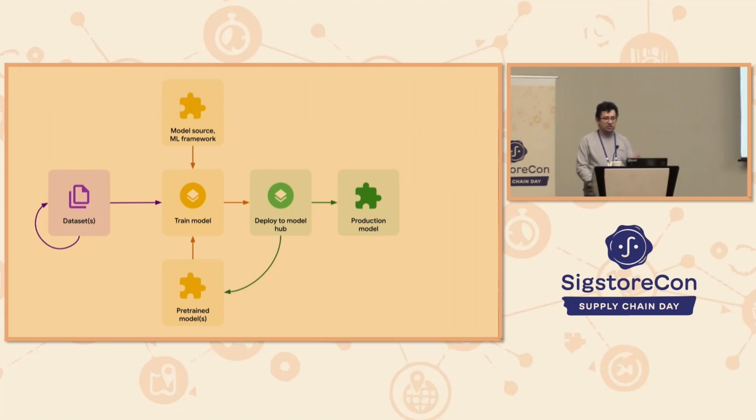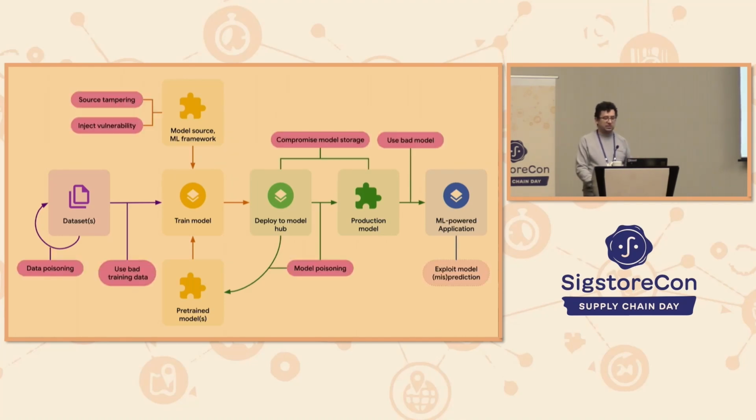At some point, you have a model that you are ready to deploy into your application, and you cannot just serve the model itself. You have to embed it into an application. So now you have your application that you can serve to users. And of course, this starts to look very similar to the SLSA supply chain level diagram, and it has similar risks. You can have data poisoning.